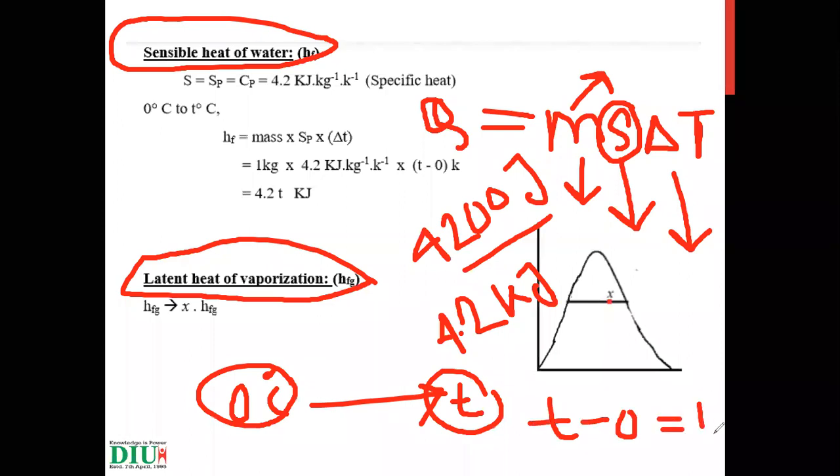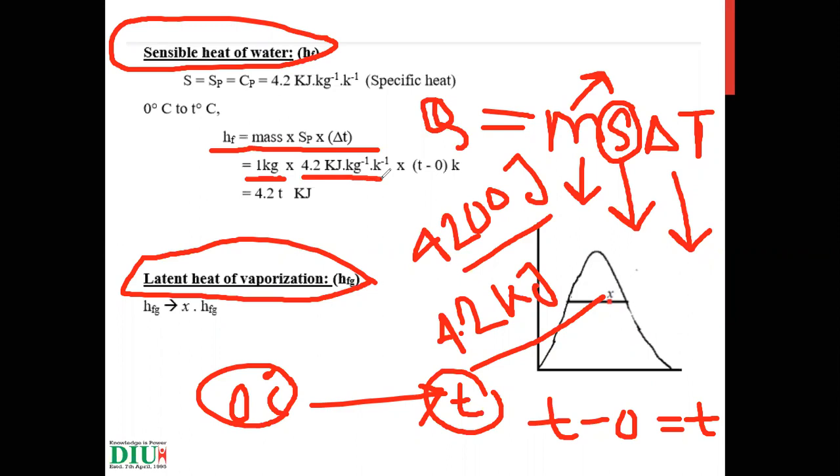Okay, so in the same manner, my student, m equals 1, s equals 4.2 kilojoule, and del T equals T. So if I put all these values here, mass into specific heat into del T, 1 kg mass, specific heat, yes sir, 4.2 kilojoule per kg per Kelvin. This is specific heat.